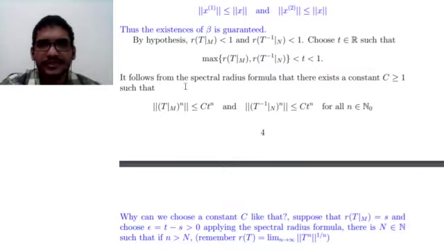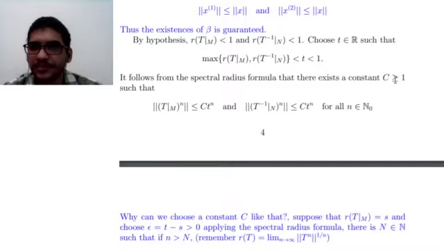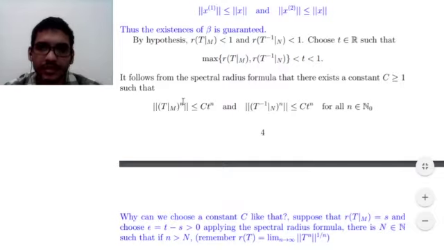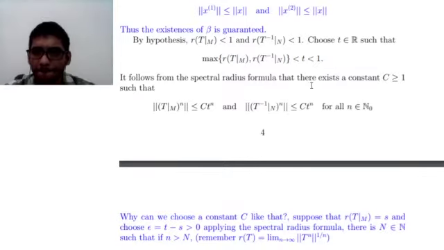It follows from the spectral radius formula that there exists a constant C greater than or equal to 1 such that this happens. The norm of T restricted to M to the n is less than or equal to C times t to the n, and similarly for T minus 1, okay, for all n in N0. Okay, this property. How?